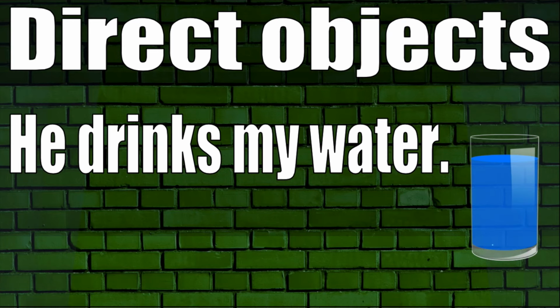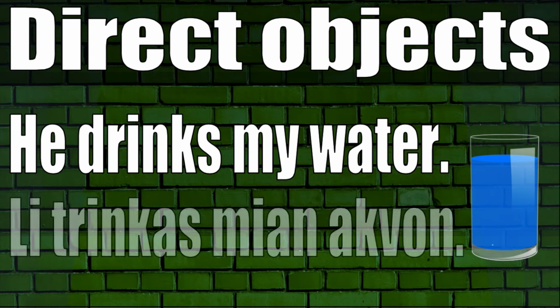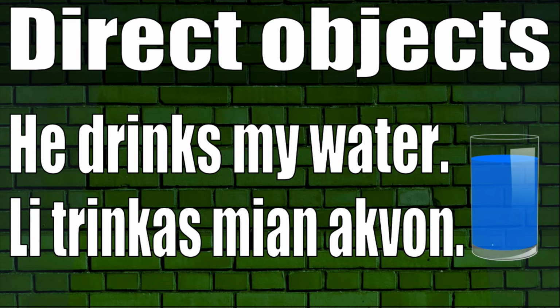How would we translate he drinks my water? Well, we would say li trinkas mian akvon. Notice that we put the n ending on mia. This is because mia is a personal possessive pronoun and it behaves like an adjective, so we can count it as an adjective describing akvo. So mia and akvo both have to have the n ending.